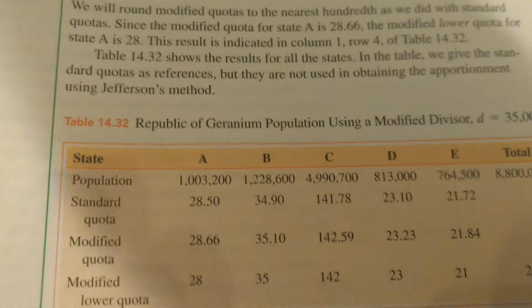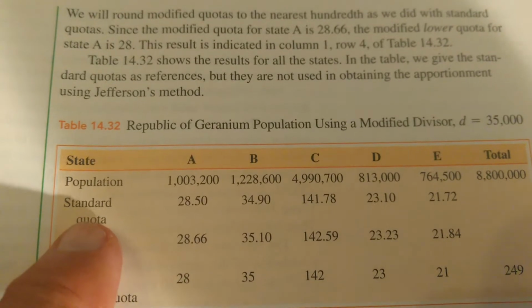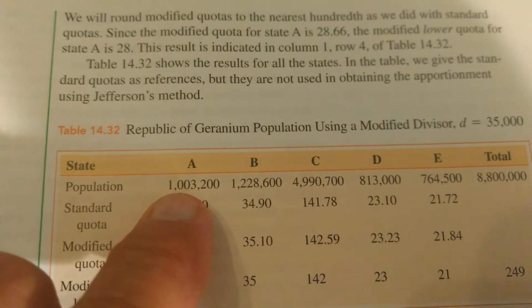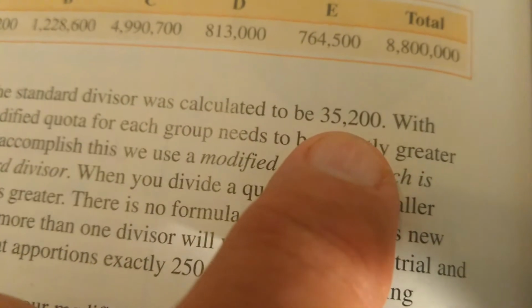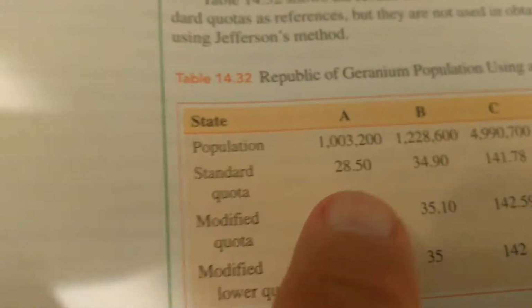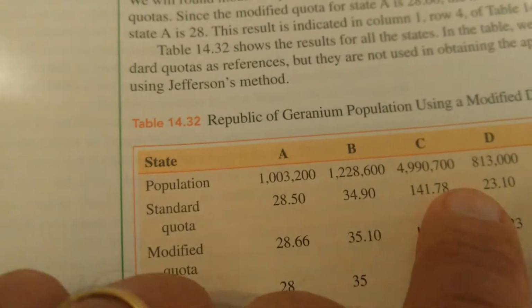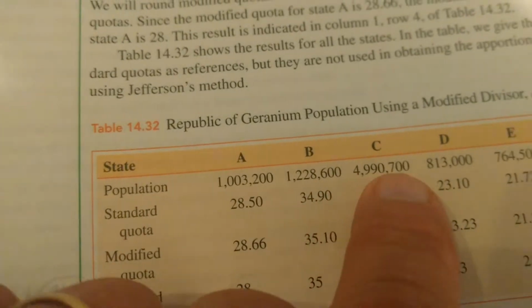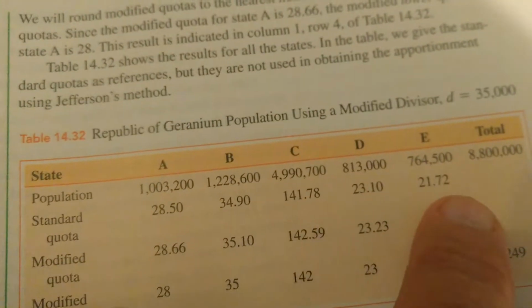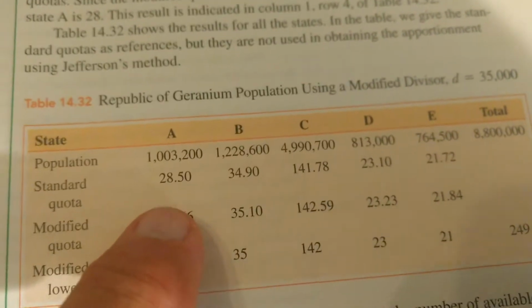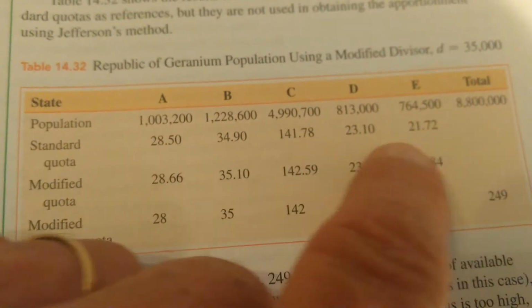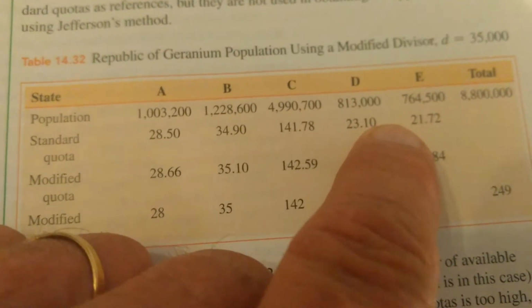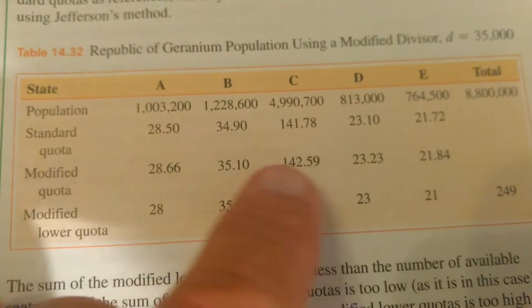So let me say it again because I might have confused you. The standard quota was taking the 1,003,200 divided by that standard divisor of 35,200. And that's what all these numbers represent here. These numbers are being divided by 35,200. And so what this is showing us here is the value we would have gotten if we had divided by the standard divisor, which would have been Hamilton's method.